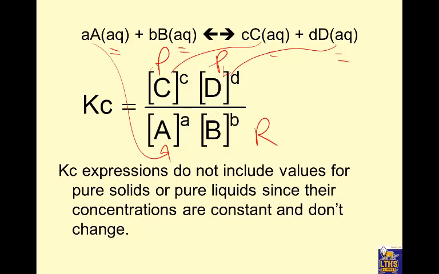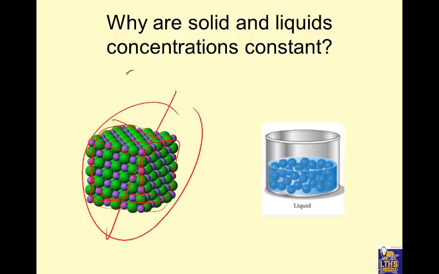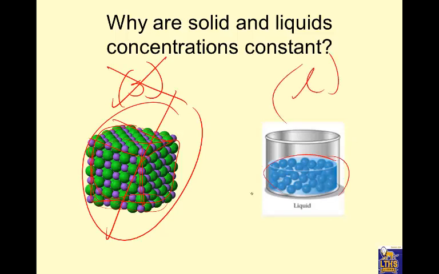They don't include values for pure solids. Do not put pure solids in an equilibrium constant, or pure liquids. The concentrations of solids and liquids don't change. What do I mean? Well, look at this. Here's a solid. The moles of solid per liters of solid is not going to change. So its concentration doesn't change, so we don't put solids. If you see a solid, don't put it in. How about liquid? Same thing. Liquid is 100% concentrated, so it's not going to be changing. So liquids are not put into a K expression. Just leave them out.